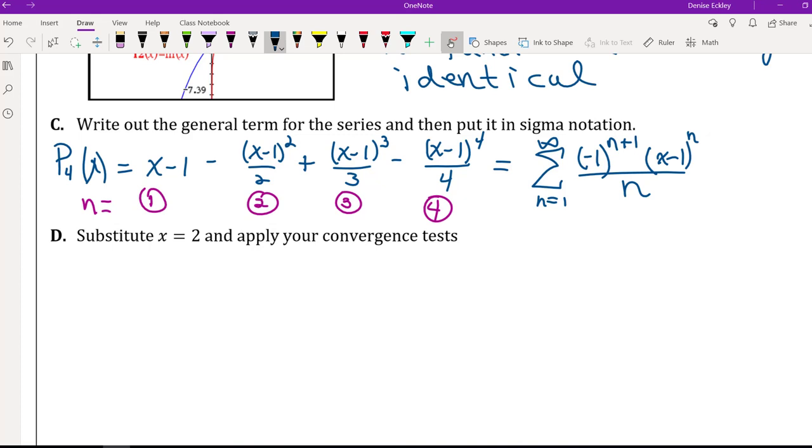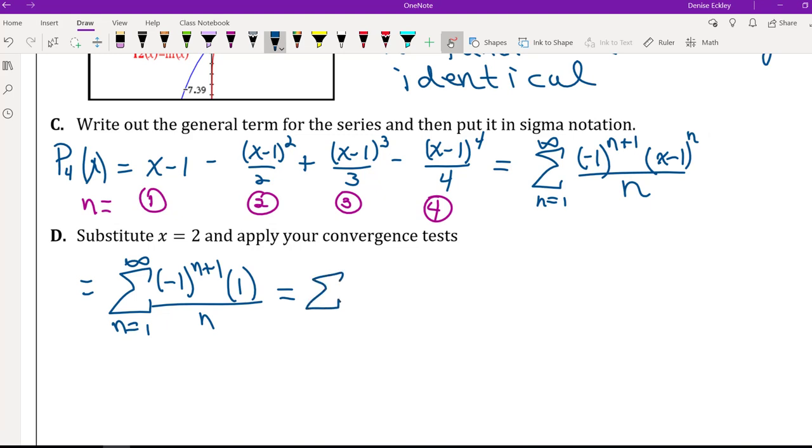Okay, so part D, substitute x equals 2 and apply your convergence test. So if we let x equals 2, this is going to give us this series. So we're going to have our negative 1 to the n plus 1, and then we are just going to have 1 to the n, which is just 1 over n. So simplifying this, it's just going to be our alternating harmonic series, which we know converges. But let me just go through that. So that's a good review right now.